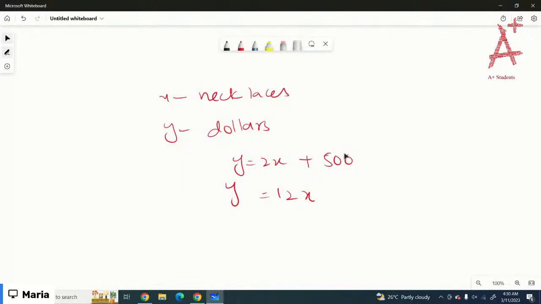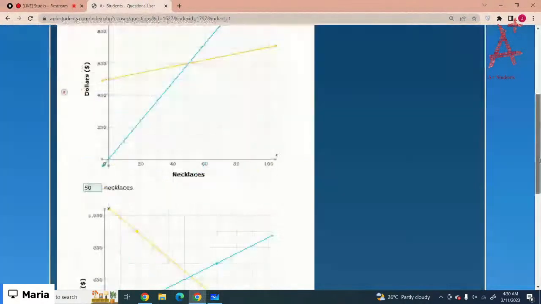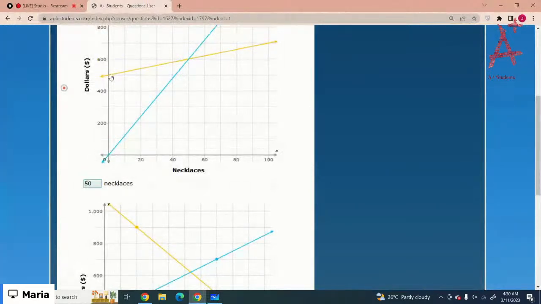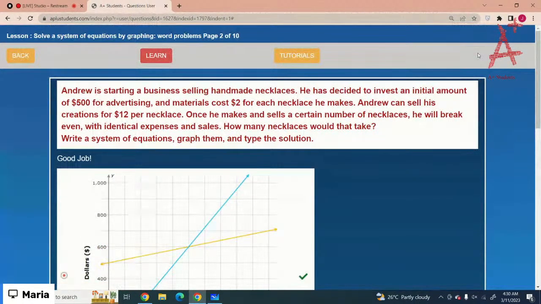Here in this equation, m is 2 and b is 500, and here m equals 12. The slope is 2 and the graph touches the y-axis at 500. So here is the 500. Got it? That means equation number 1 is the solution of the equation. So let's select the correct option and click on the OK button.